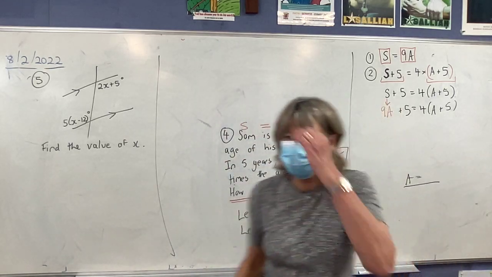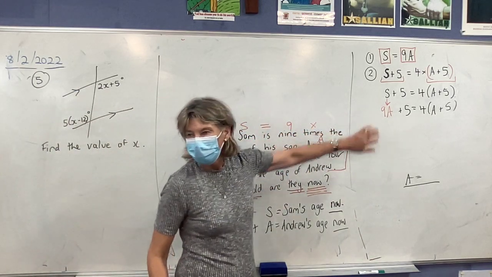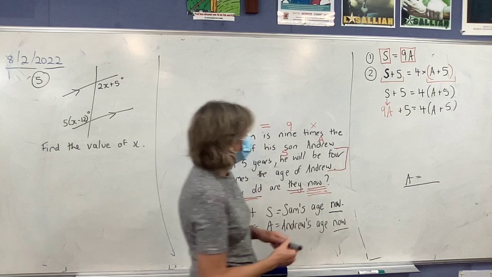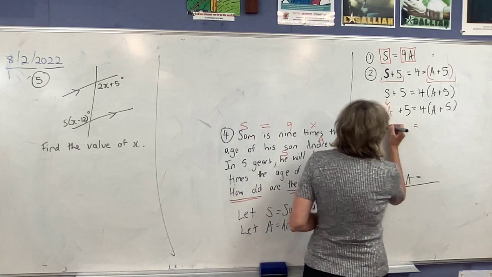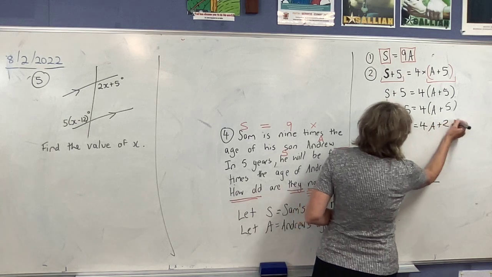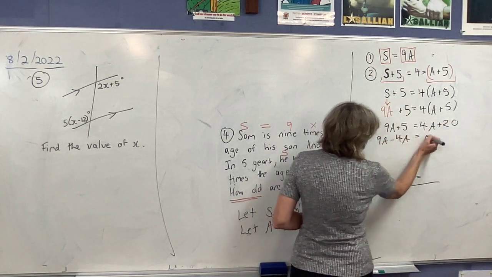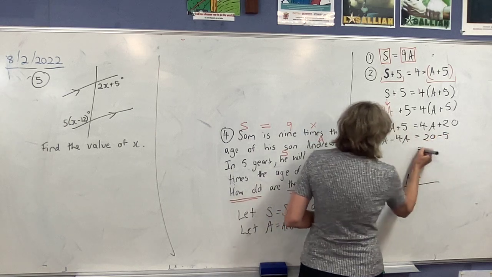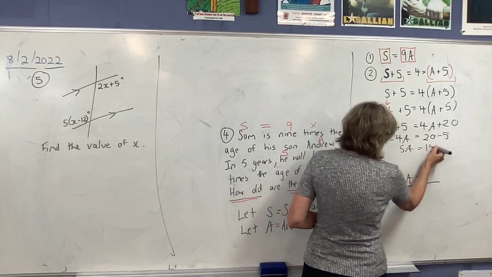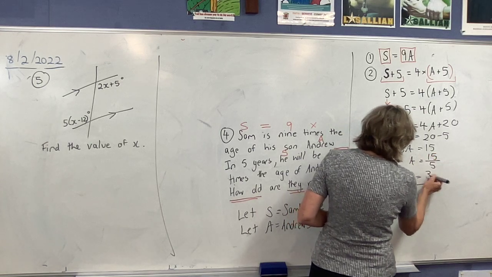All right, finishing this one off. Adrian, let's go. 9, extended brackets, so 9a plus 5 equals 4a plus 20. Good, keep going. 9a minus 4a equals 20 minus 5. Yep. 5a equals 15. A equals 15 over 5. Yep. A equals 3. Good.